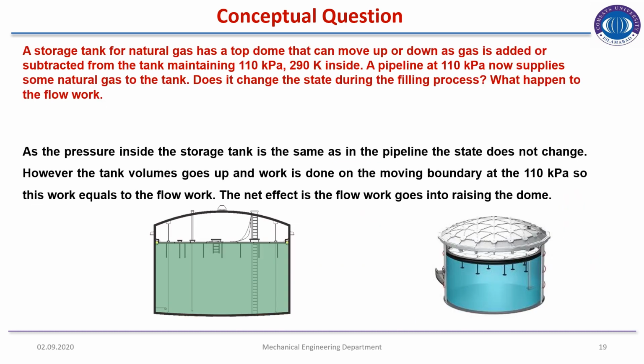So the next conceptual question is, a storage tank for natural gas has a top dome that can move up or down. So here is an animation of a tank whose top dome or top surface is movable. So one surface is fixed and the other is moving. That is the leg. You can see that is the leg, and the surface or the top dome is moving.